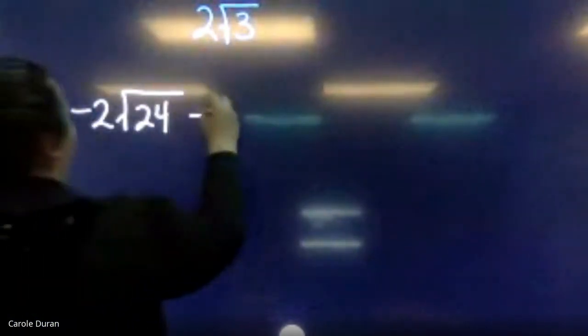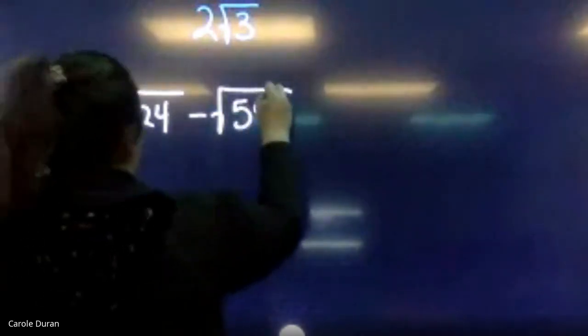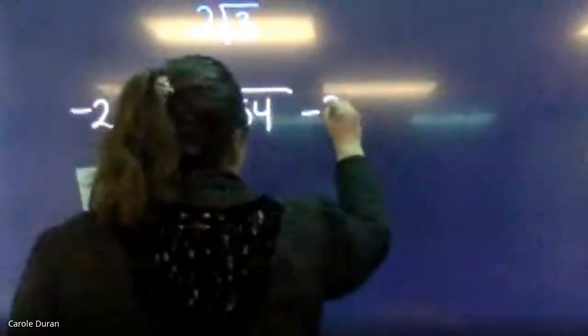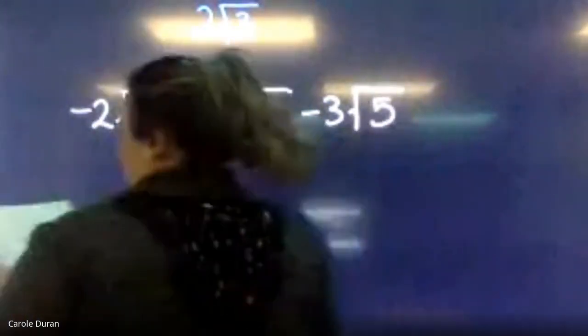Negative 2 times the square root of 24 minus the square root of 54 minus 3 times the square root of 5.